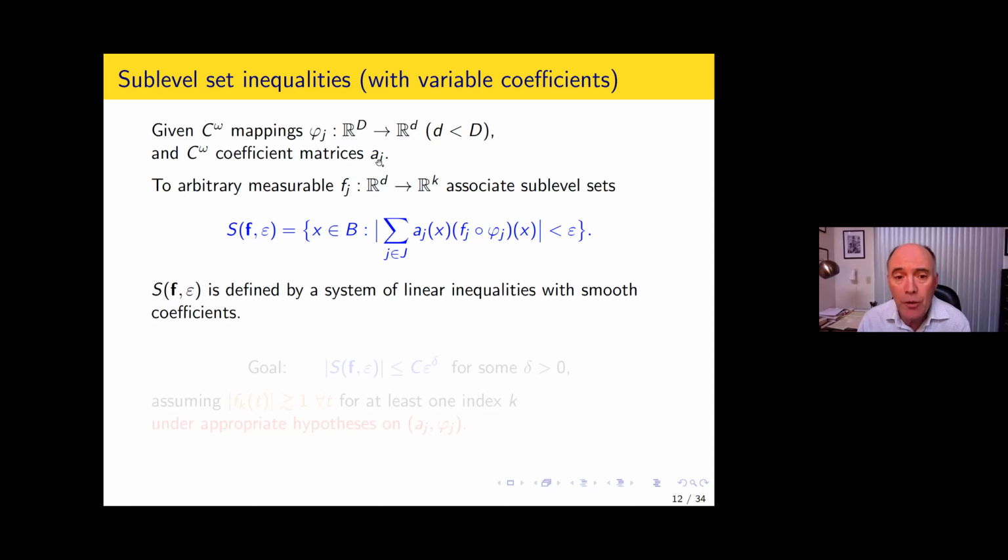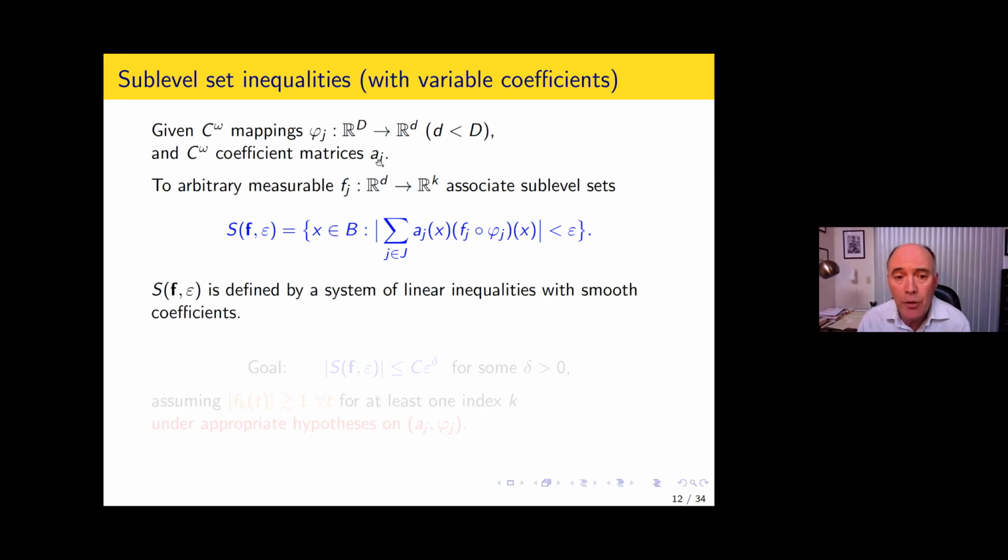To a tuple of such functions, I can associate a sublevel set. So my sublevel set is a set of all points in my ball that's in the big dimensional space, where a linear combination of the functions f_j composed with v_j, so those are these functions that are constant along the leaves of certain foliations. They're vector valued functions, so I hit each of them with a variable matrix. I get vectors. I add up those vectors. I take the magnitude of the vectors, and I consider the set of all points where that magnitude is less than some parameter, epsilon.